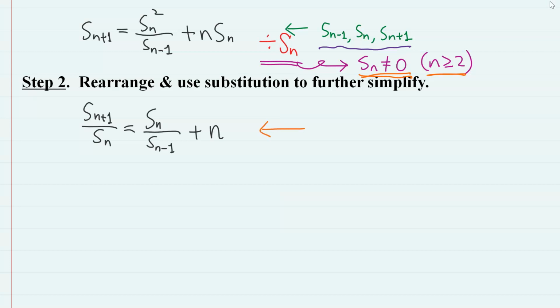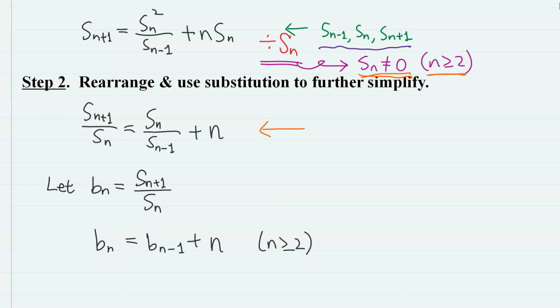So back to here. Let us use substitution and let b_n be S_{n+1} divided by S_n. Then we can write the recurrence relation as b_n equals b_{n-1} plus n for all natural numbers n greater than or equal to 2. This is the typical easy recurrence relation given as the difference b_n minus b_{n-1}, which is easily solvable.